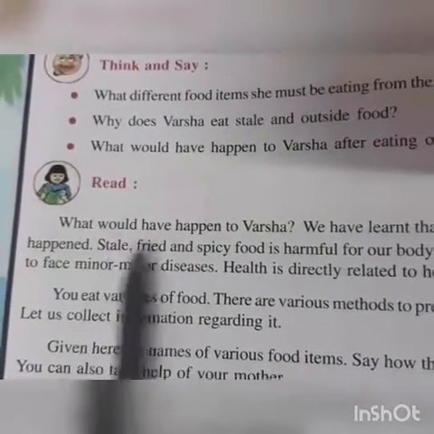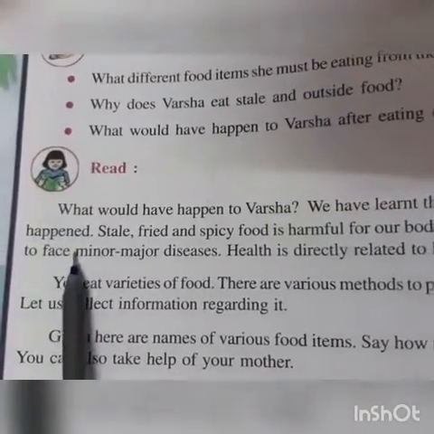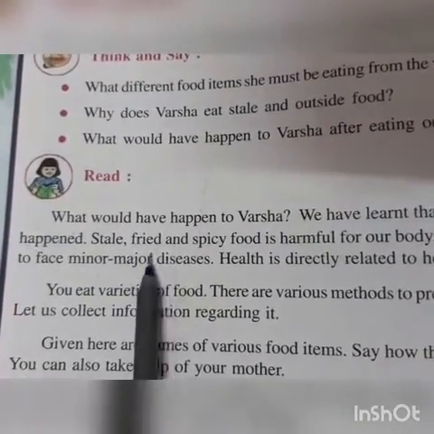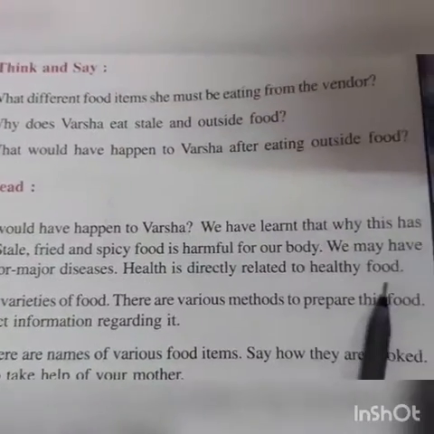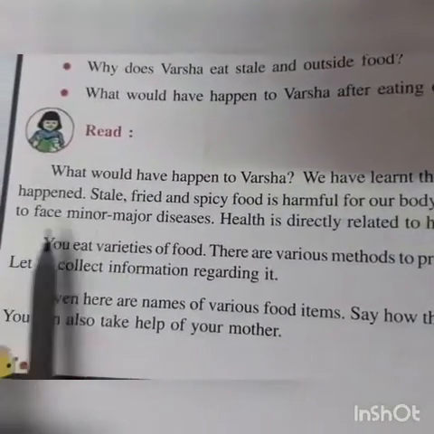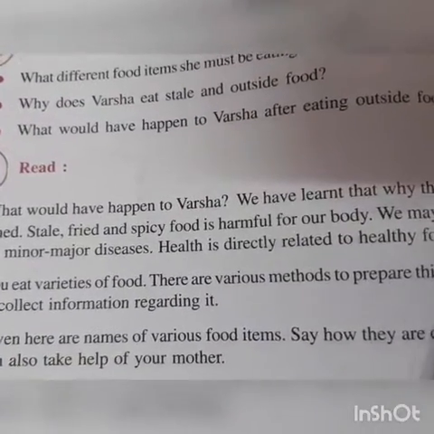Now read, what would happen to Varsha? We have learned that is why this has happened. Stale, fried and spicy food are harmful for our body. We may have to face minor or major diseases. Health is directly related to healthy food.